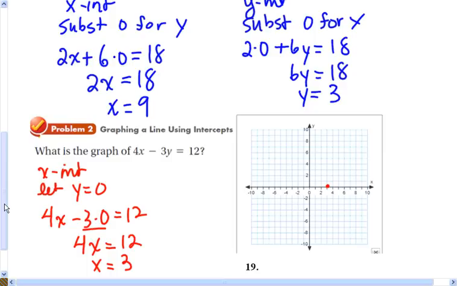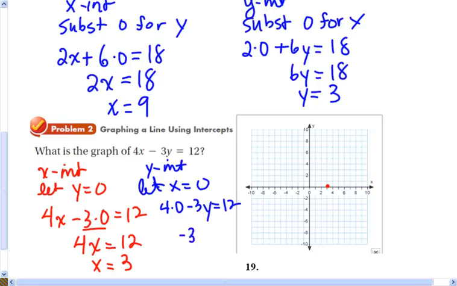Then to find the y-intercept, I'm going to let x equal 0. So I'm going to do 4 times 0 minus 3 times y equals 12. Careful here with the negative sign. 4 times 0 is 0, but 0 minus 3y is negative 3y. Divide both sides by negative 3, and we get y is equal to negative 4. That's my y-intercept right there, negative 4. But then we have 2 points. We can make a graph by connecting those 2 points. And that's all there is to it.